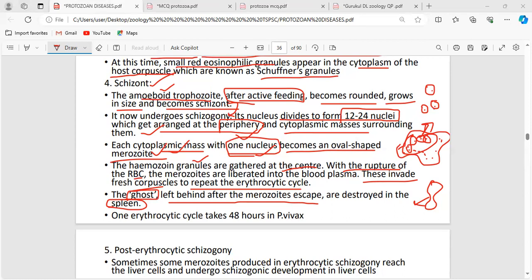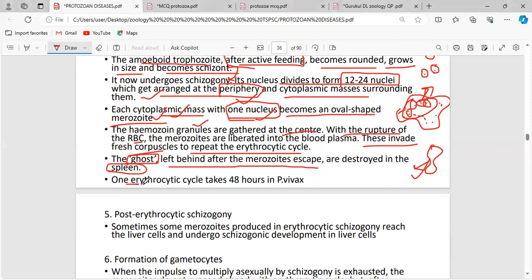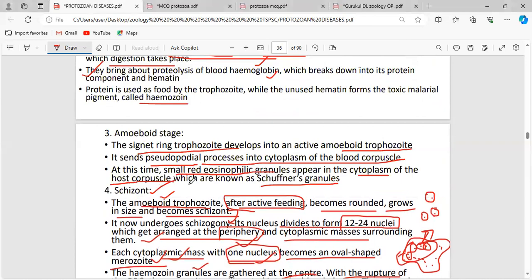We know the lifespan of RBC is 120 days, and after these 120 days, the cell has to be destroyed. After taking all the important components, the remaining parts will be destroyed. And where is it going to be destroyed? In the spleen. That is why the spleen is said to be the graveyard of RBC. Clear? Okay. Now again, the leftover part of the RBC will go to the spleen, and there it will be destroyed. See, one erythrocytic cycle takes 48 hours in Plasmodium vivax. It also changes from species to species. That's all about the erythrocytic stage.